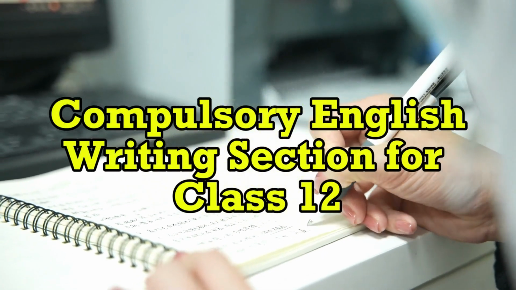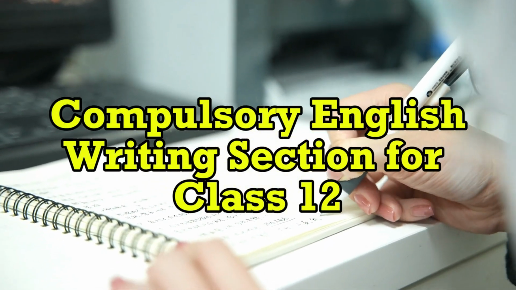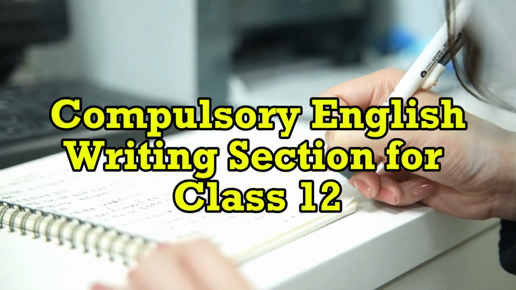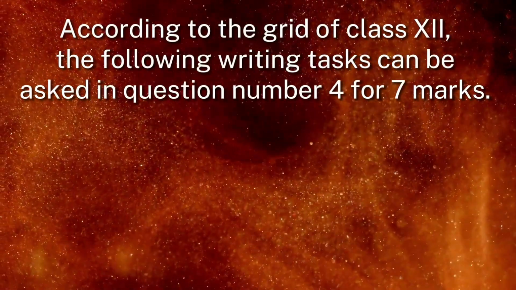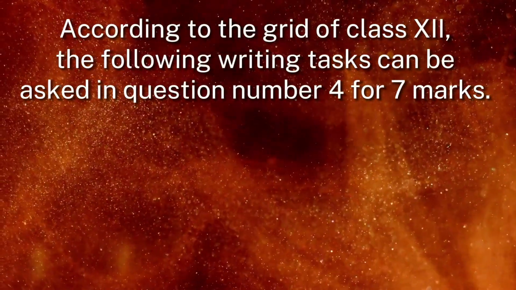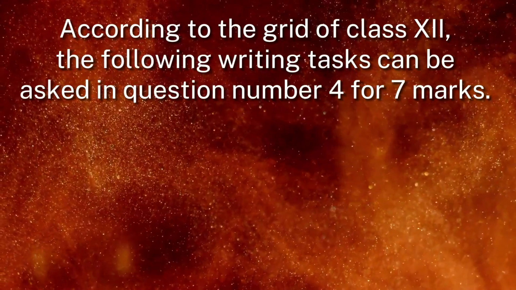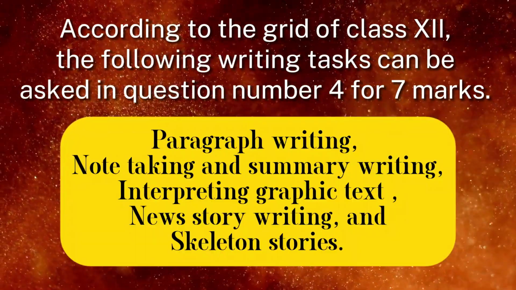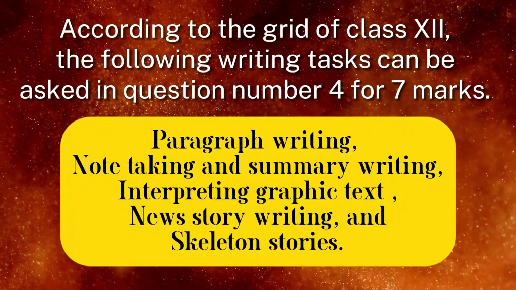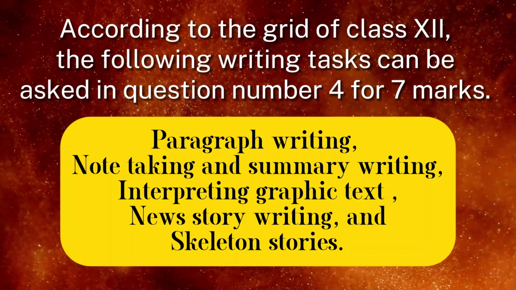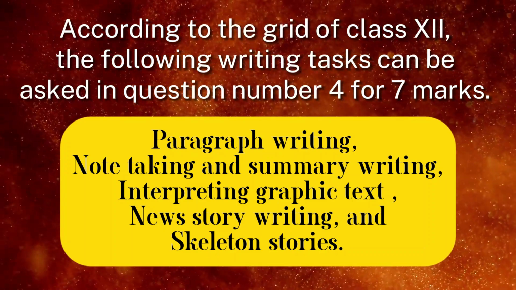Compulsory English Writing Section for Class 12. According to the grid of Class 12, the following writing tasks can be asked in question number 4 for 7 marks: paragraph writing, note-taking and summary writing, interpreting graphic text, news story writing, and skeleton stories.